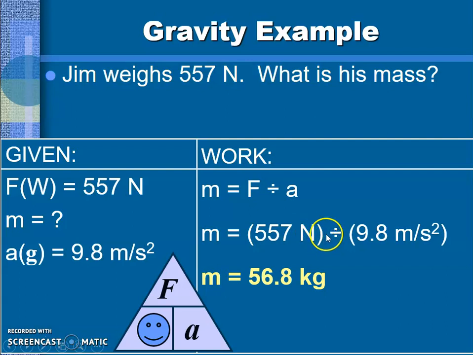Okay, if you're keeping up with units, remember newtons is kilograms meters per second squared. Since we were doing meters per second squared divided by meters per second squared, both of those will cancel off, and you're left with just kilograms.